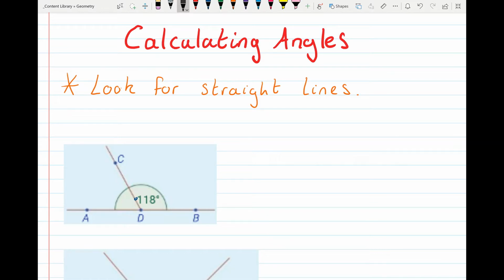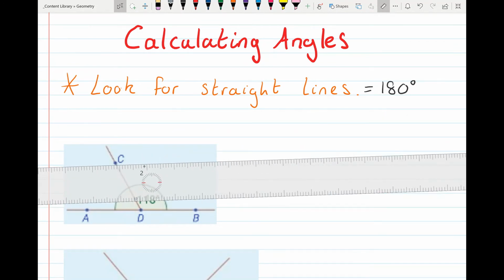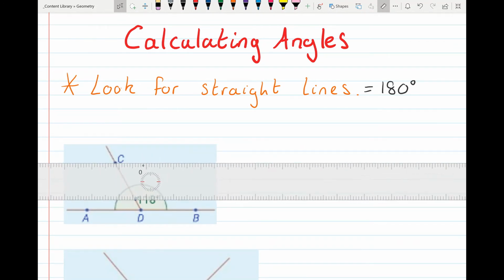And when asked to do that, the first thing you want to look for is, are there any straight lines? Because we know that in a straight line there's going to be 180 degrees and that never changes. So we look for that straight away. In our first example here, we see that there is a straight line from A to B. So that means there's 180 degrees from A to B.